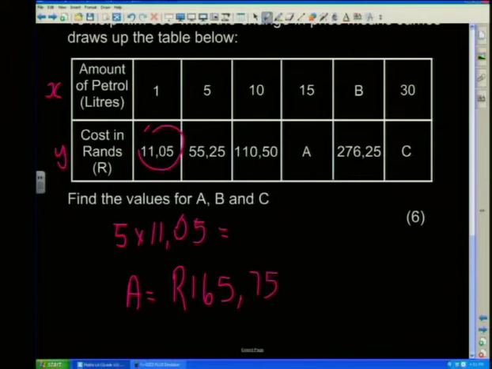B, I'm going to go backwards, I'll do that in a second. C, let's do C. C is 30 times that. Get some more space here.